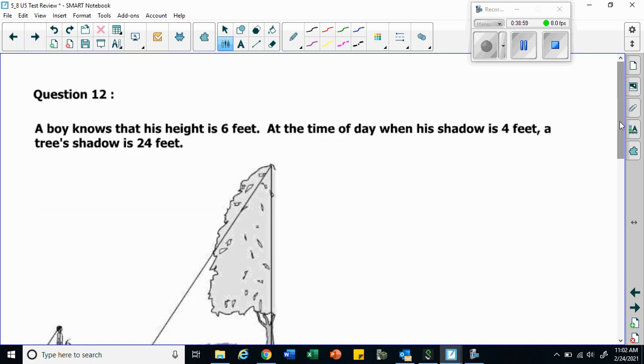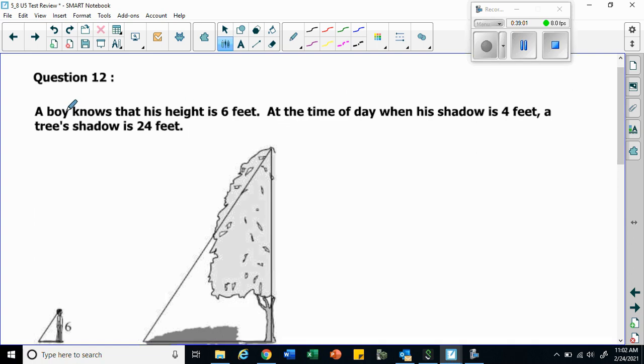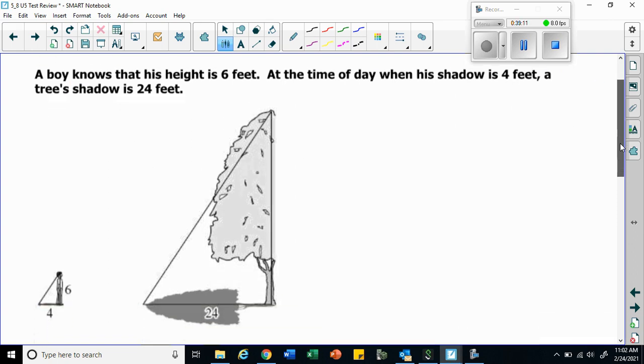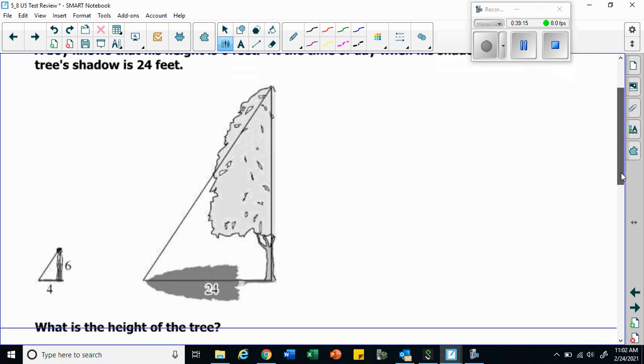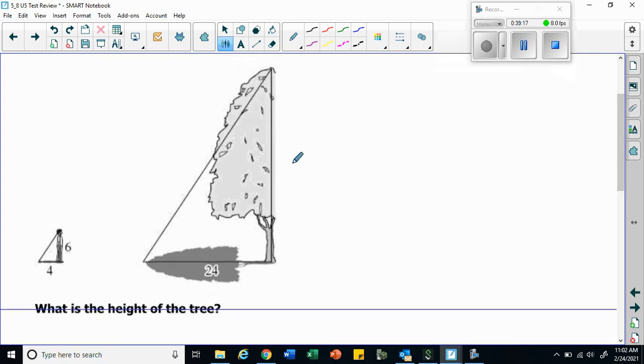Question number 12. So we have 15. We're almost done. A boy knows that his height is 6 feet at the time of day when his shadow is 4 feet. A tree's shadow is 24 feet. Sorry. So what we're going to do is we're going to match it. What is the height of the tree? So we want to know what is the height of this tree.